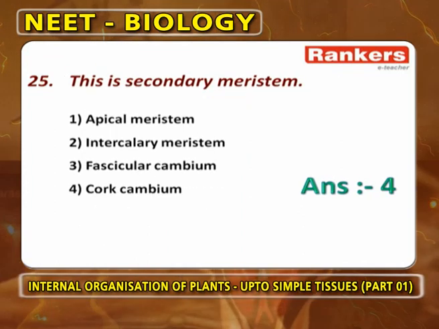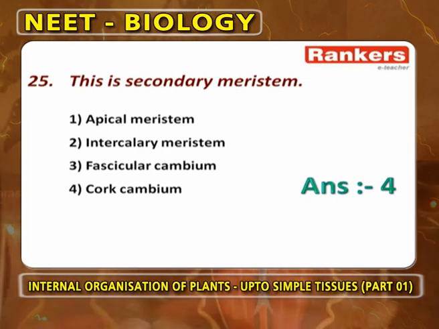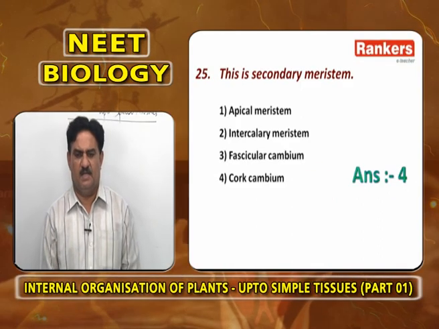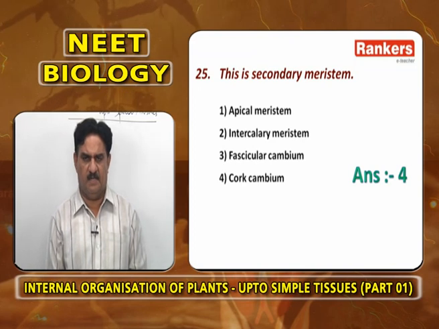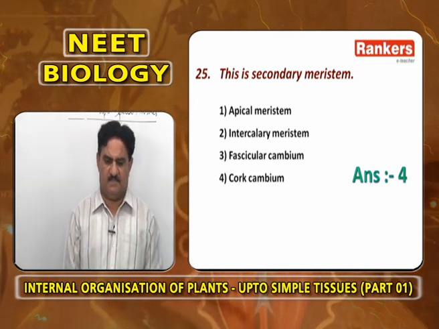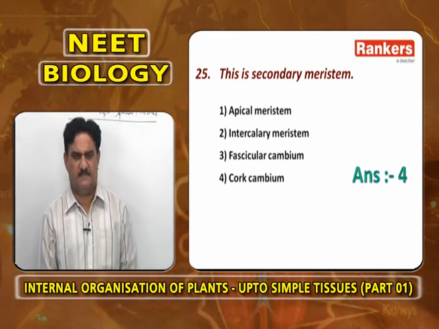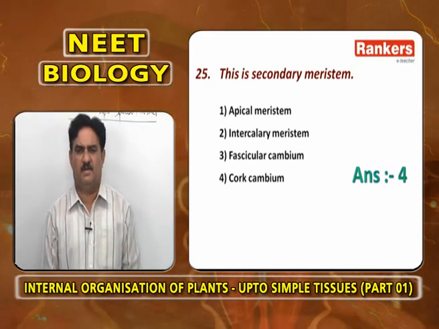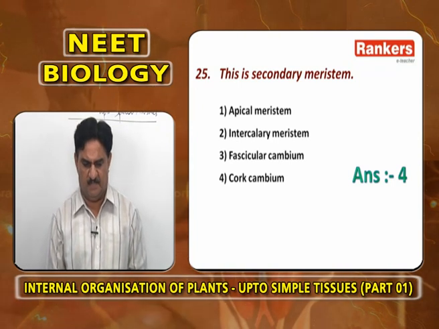Secondary meristem is one which has come from the dedifferentiation of permanent tissues. Apical meristem is a primary meristem. Intercalary meristem has formed from apical meristem descended downwards, so it is also a primary meristem.